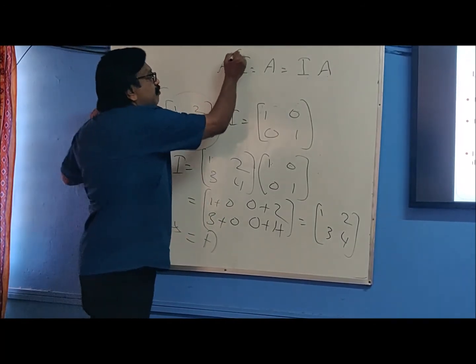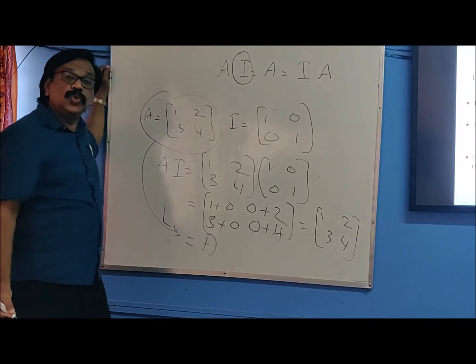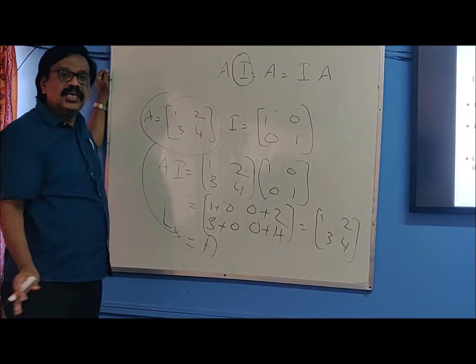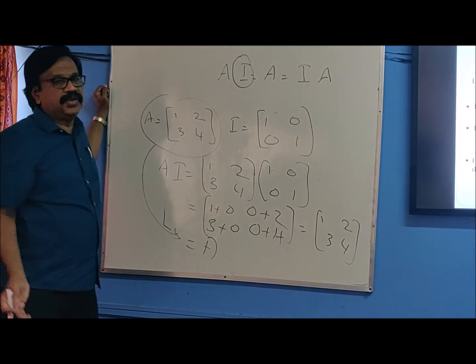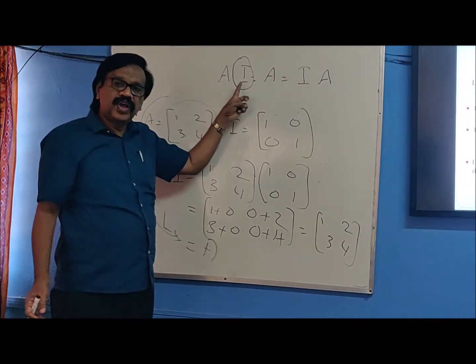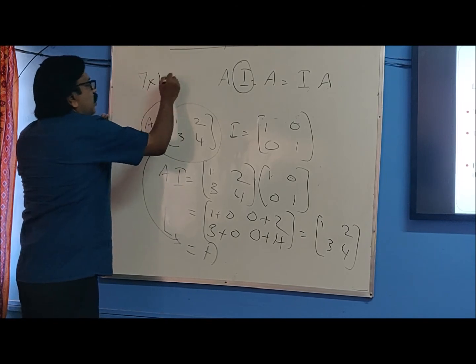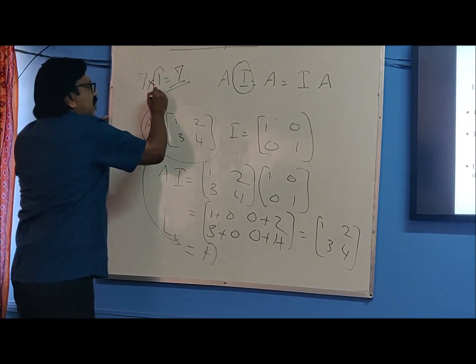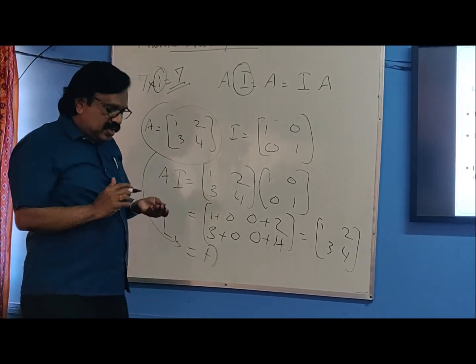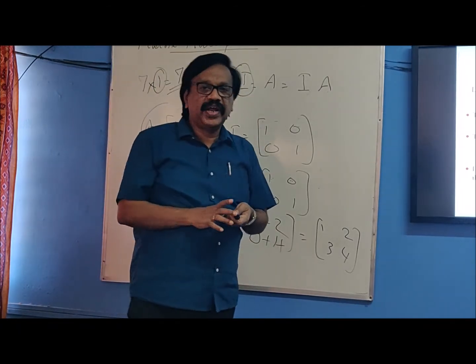Therefore, this identity matrix is also known as the unit matrix. We can call it the unit matrix or the identity matrix. It is possible for all orders of identity matrix. In the same way, if you multiply any number by one, we get the same number. In matrix theory, I acts as the unit or identity matrix.